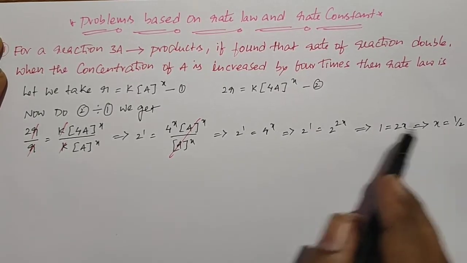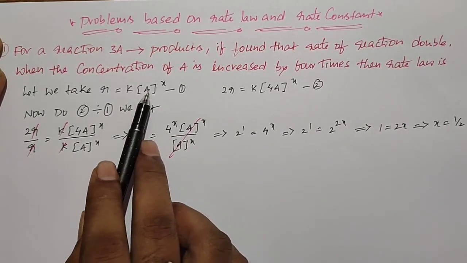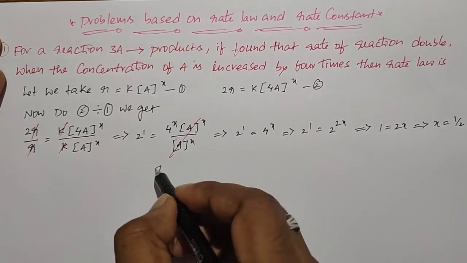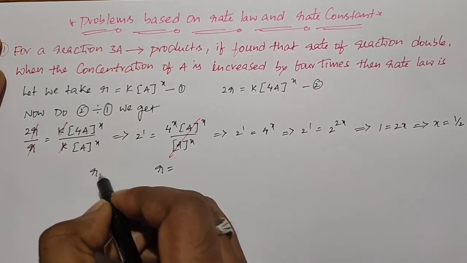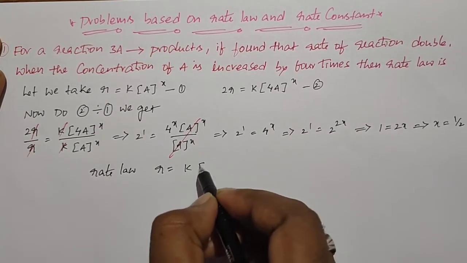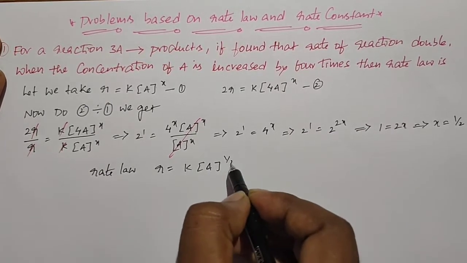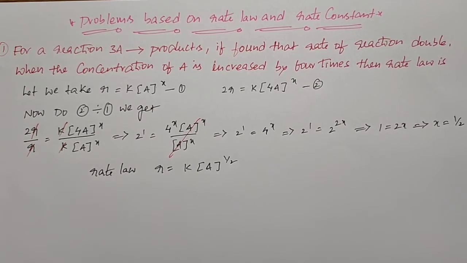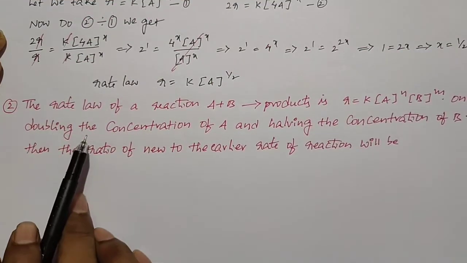By substitution of the x value in the rate law, we get the rate law. Finally the rate law is R is equal to K into A power 1 by 2. So this is the rate law of the given reaction based on the given information. That's all. Next question based on rate law.